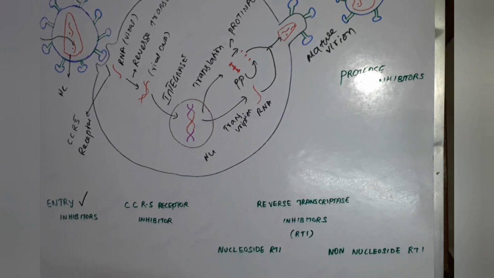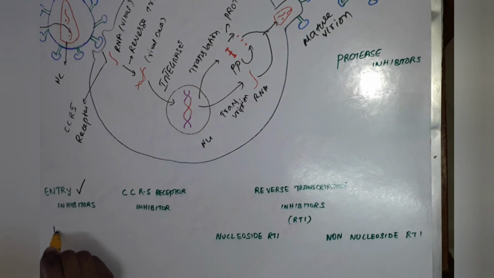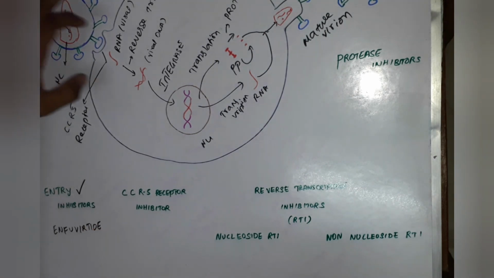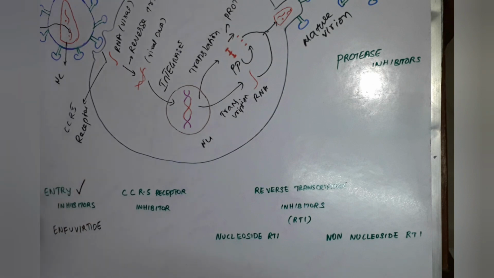Entry inhibitors, which is nothing but your enfuvirtide. Fine. E for E. So I don't want the virus to enter, so I'm blocking at the entry itself. So I'm calling it enfuvirtide, E for E.